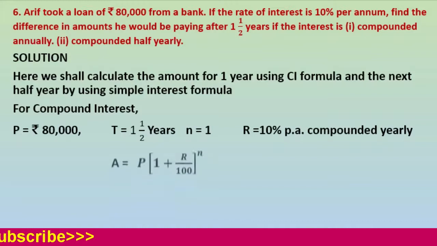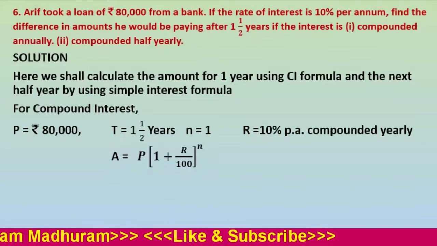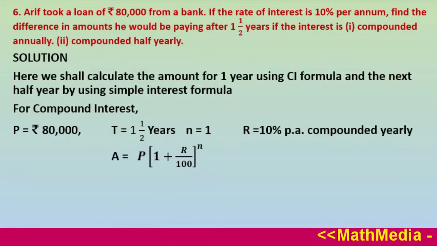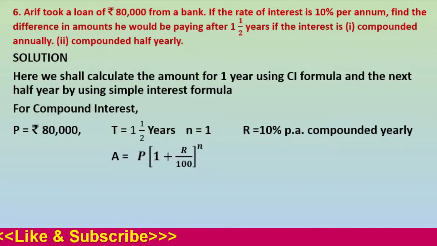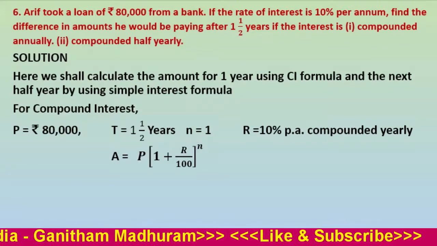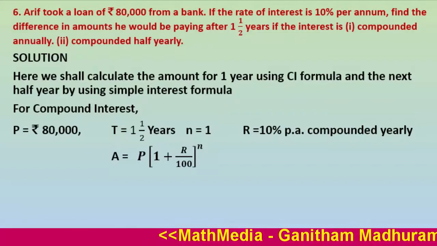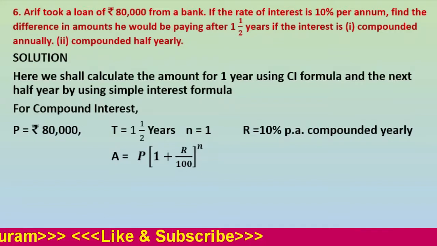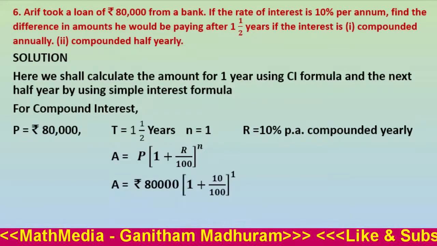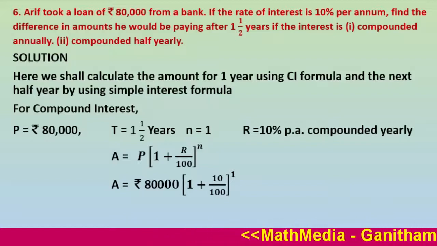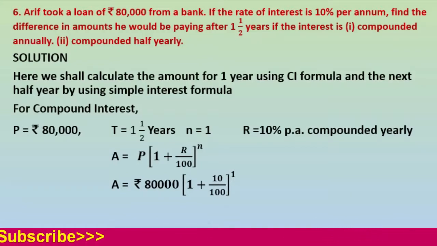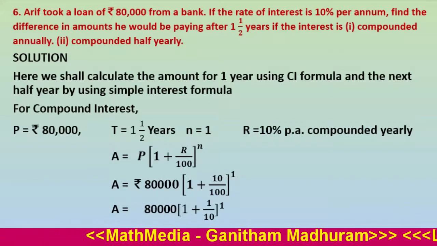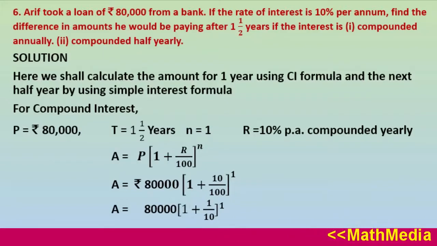In this case, principal equal to rupees 80,000, time equal to 1.5 years. But here we are calculating for 1 year, so n equal to 1. Conversion period is 1 here. R equal to 10% per annum compounded annually. So the formula for compound amount equal to P into 1 plus R upon 100 whole raised to n. Substitute the value over here, we get 80,000 into 1 plus 10 upon 100 whole raised to 1.